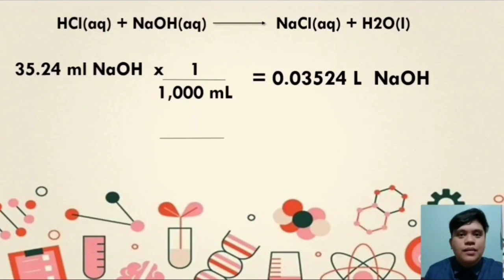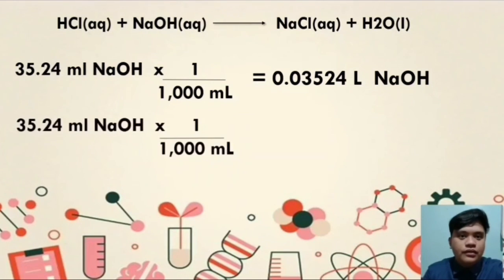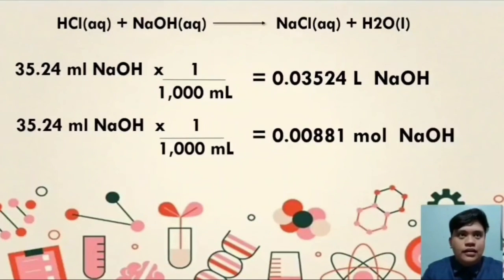Now, since we have the concentration of the base, we can convert liters into moles. So let's take our liters of base and multiply by 0.250 moles per liter. And that means that was 0.00881 moles of base that were required to reach the equivalence point.